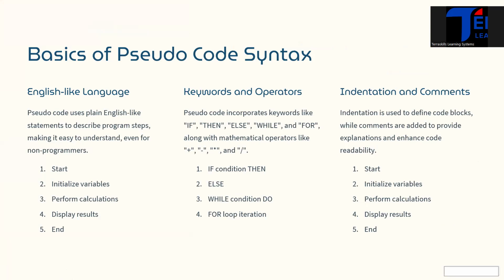Okay. Then moving forward, you can understand the basics of pseudocode syntax. The basics are that we have the English part and we have the keywords and operations part. On the English part, we have start, initialize variable, perform calculation, display result, and then you end the program. Then we have if condition, then else, while condition, do, and for loop iteration. When you start a program, there's a conditional statement that needs to be written, then you can initialize, then perform calculations and so on.